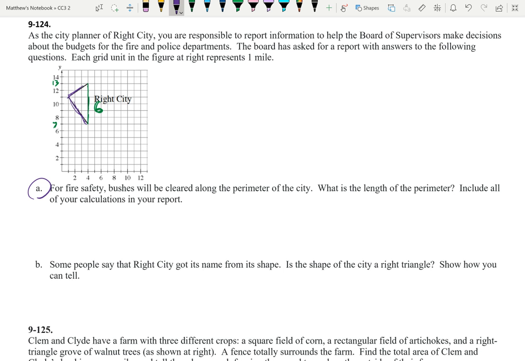It says, for fire safety, bushes will be cleared along the perimeter of the city. What is the length of the perimeter? Include all of your calculations in your reports. All right, so perimeter, I know that's the distance around my triangle. And right now I only have one length. So how do I figure out these other 2 lengths? Typically I have 2 numbers and that can help me figure out my third, but this time I only have 1 side length given.